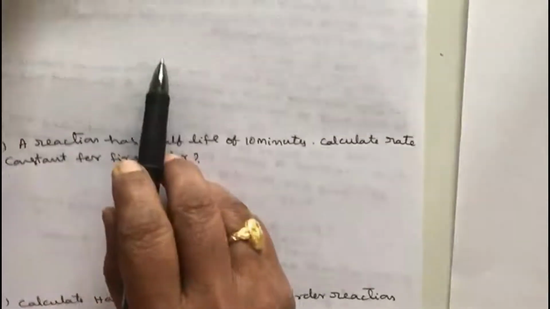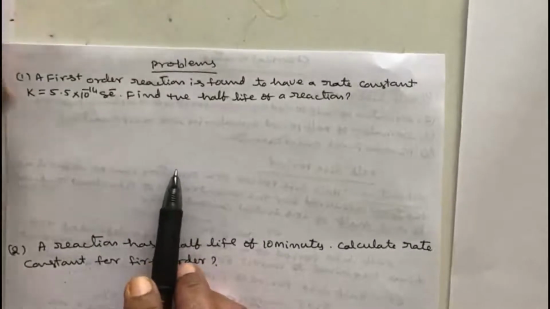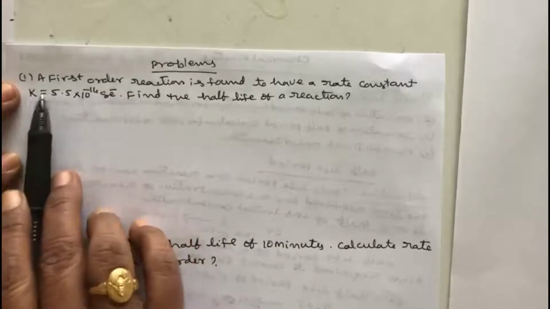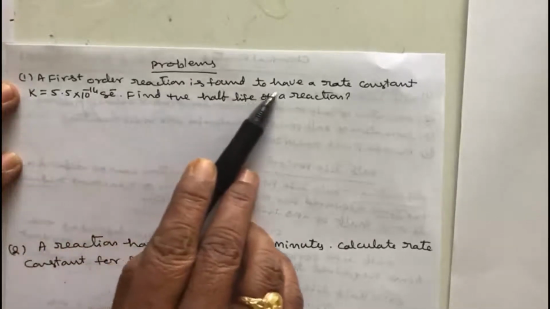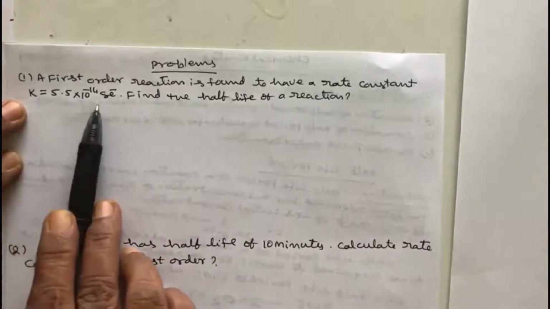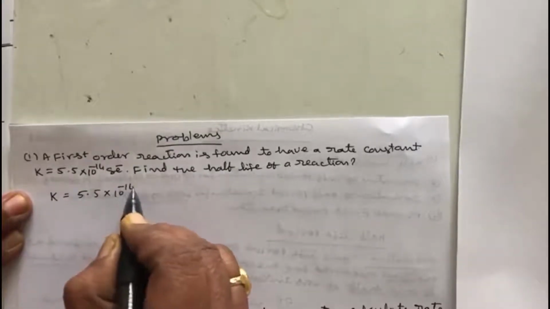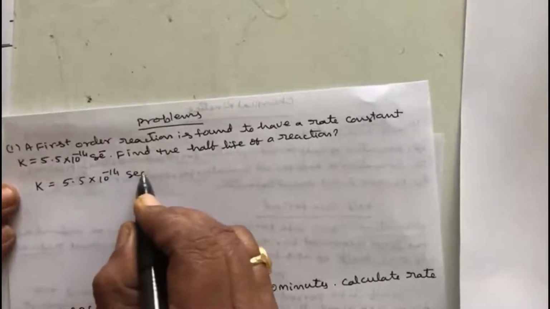Explain the problems related to first order reaction. First, the problem: a first order reaction is found to have the rate constant K equal to 5.5 into 10 to the minus 14 seconds. Find the half-life period of the reaction. In this reaction, we know the value K is equal to 5.5 into 10 to the minus 14 second inverse.